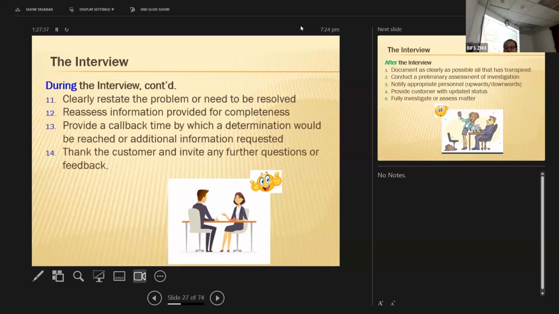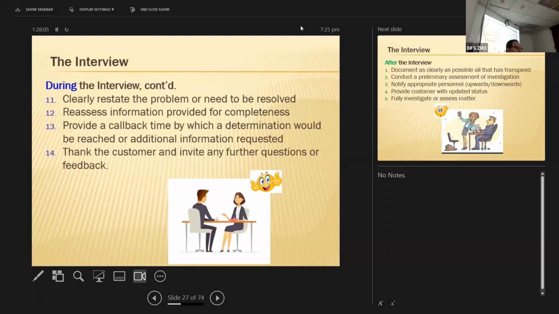So winding down during the interview, clearly restate the problem or need to be resolved if it's a problem solving, or even if it's a loan application. Reassess the information provided for completeness. So you want to see what documentation you have, what information you have. Make sure you have as much information as you need at that moment.